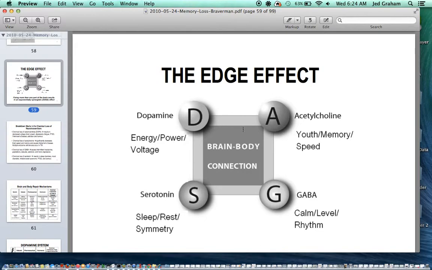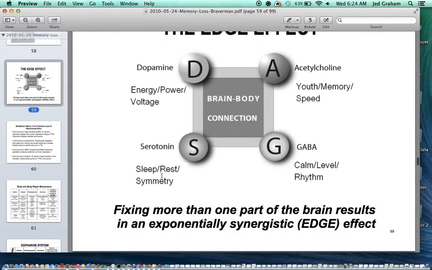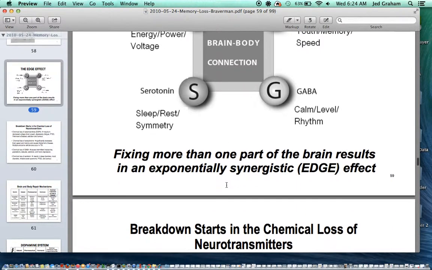And the edge effect, what that means is we're going to basically try to modulate or affect these neurotransmitters in your brain through multiple different ways. But the idea is this: fixing more than one part of the brain results in an exponential synergistic effect, what they call the edge effect.